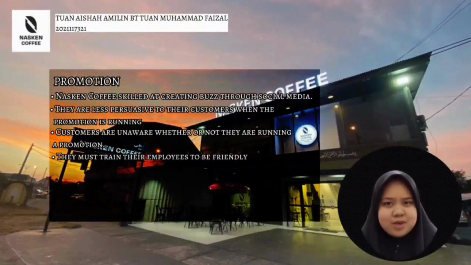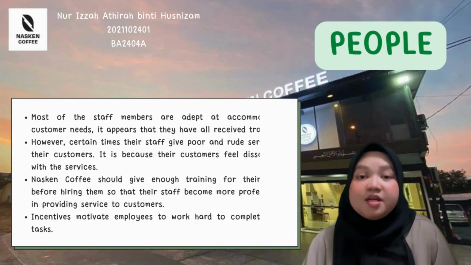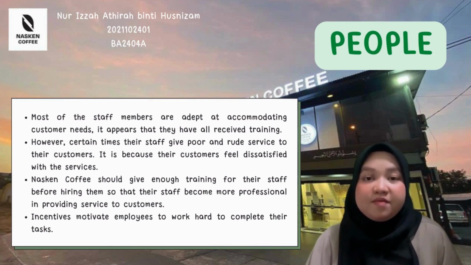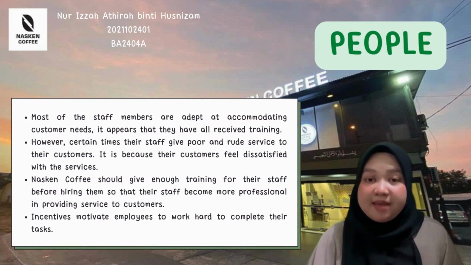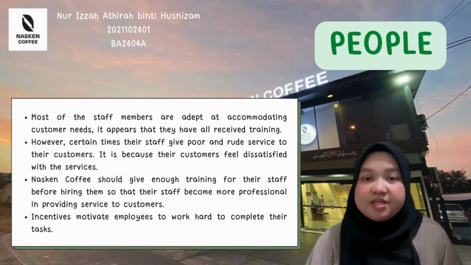In this regard, they must train their employees to be friendly to customers. At the same time, they must encourage the participation of service personnel and backstage operation in order to strengthen their service. For the people at Naskin Coffee who are concerned about customer service provided by the staff and want to preserve the coffee brand name, since most of the staff members are adept at accommodating customer needs, it appears that they have all received training. However, at certain times their staff give poor and rude service to the customers.